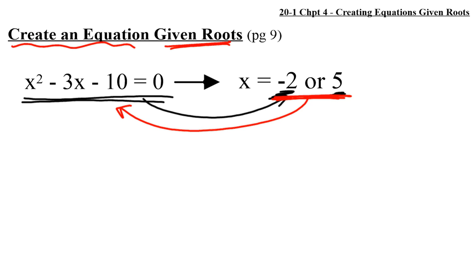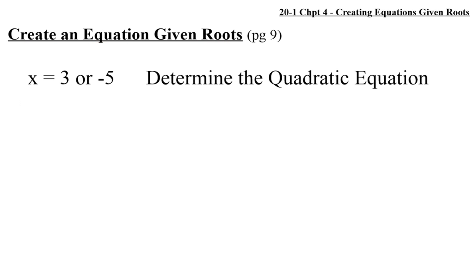And that's just one of those, after you learn to add, you learn to go the other way and subtract. You learn to multiply, you learn to go the other way and divide. And that's what we're looking at doing today. So if we are given X equals 3 or X equals -5, we want to determine what's the quadratic equation that has these as roots.